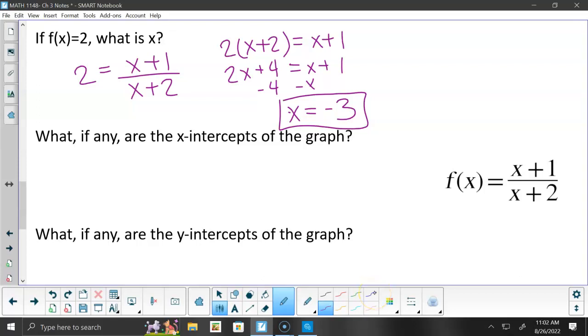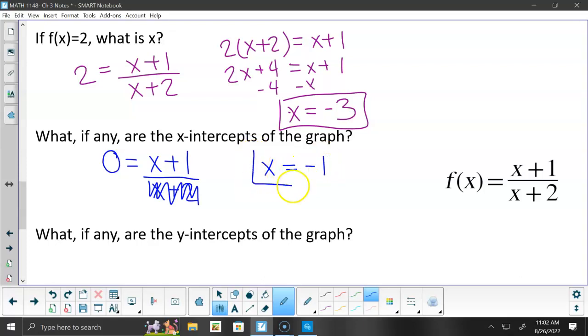And then for that second one, we're going to do the same thing, except we're going to set it equal to 0. Now, if I set this equal to 0, what happens to this x plus 2 in the denominator? Yeah, it goes away. So I get to be a little lazy and say, okay, 0 equals x plus 1, so x has to equal negative 1.